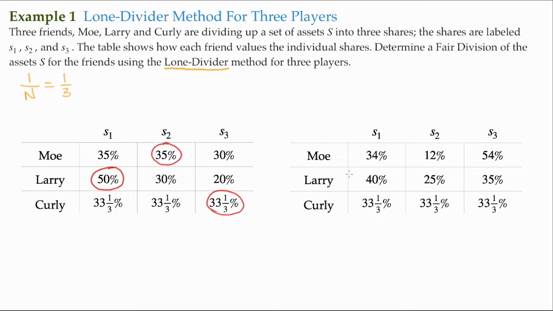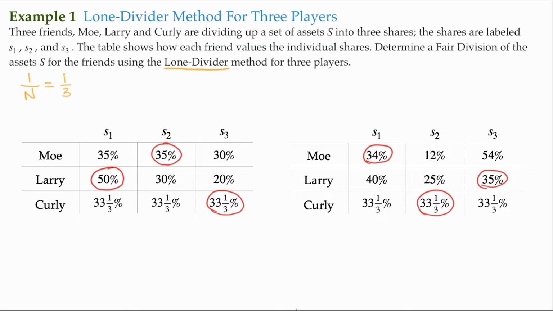Now let's take a look at this table here. It's the same idea. We have these 3 players and we have these shares divided up. Again, we can see Curly is the divider. The fair shares to Mo are share 1 and share 3. And the fair shares to Larry are also share 1 and share 3. So if we were to give share 1 to Mo, then we would have to give share 3 to Larry. And of course, Curly would get share 2.